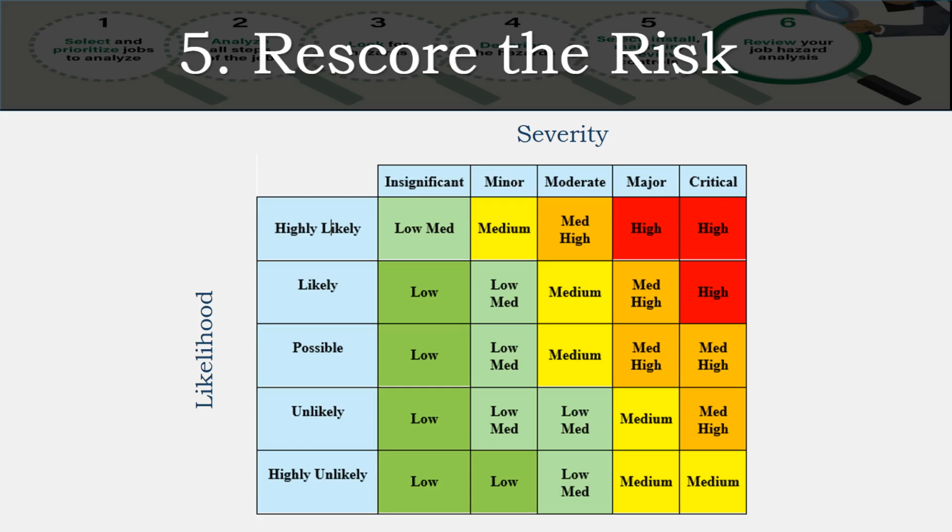Once the controls are put in place, it is important to rescore the risk. Again, using the risk matrix, reevaluate the likelihood and severity of the hazards to determine the impact of the control and to determine if the risk has been lowered to an acceptable level. If the risk is still too high, then consider additional controls. And if more controls are not an option or do not lower the hazard to an acceptable level, the organization may have to consider removing the task from being performed.